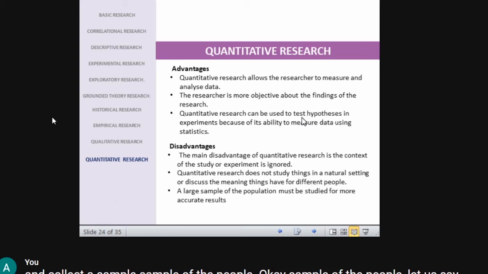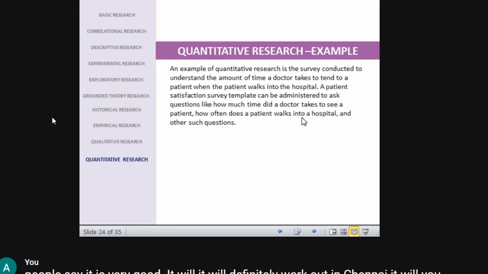Okay, if 5% is happy with this class and 1% does not like this class, if I take only the 1%, I cannot conclude my findings that this class is disliked. So I cannot say that. Based on the sample size, if the sample size is very large, it will give you more accurate findings. Quantitative research depends upon the sample size.